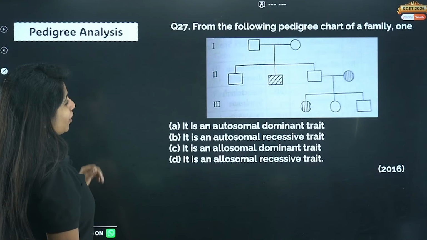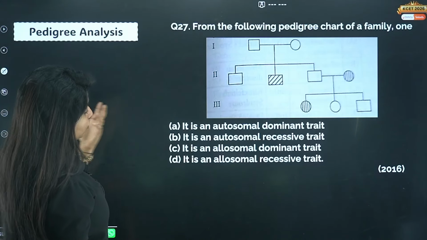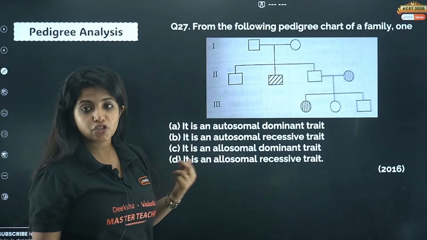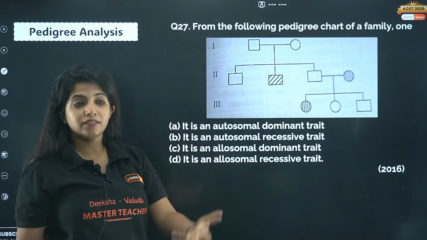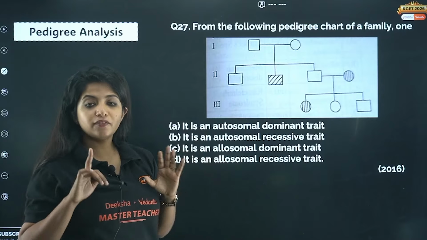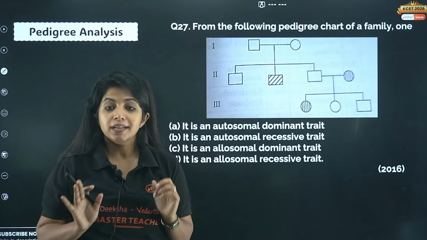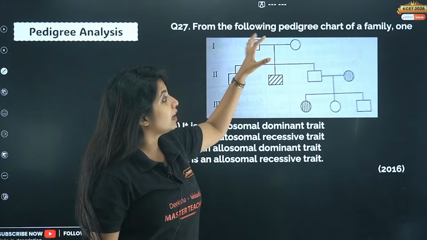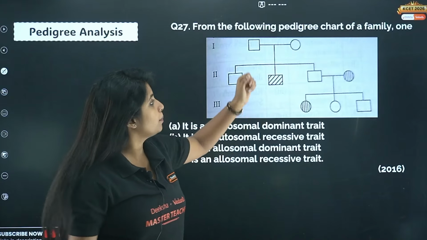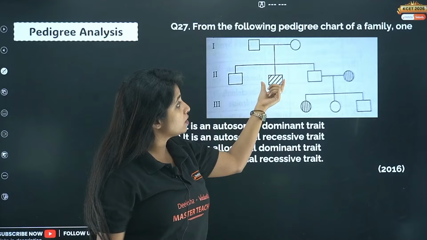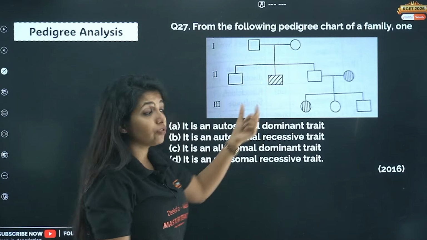Now, from the following pedigree chart of a family, you tell what this pedigree chart is denoting. Autosomal trait, dominant trait, recessive trait or sex-linked trait, what is it? First of all, it is very easy to find dominant and recessive. Suppose there is skipping of generation. For example, this generation does not have it, but as you see, this generation is affected. There is skipping of generation, right?